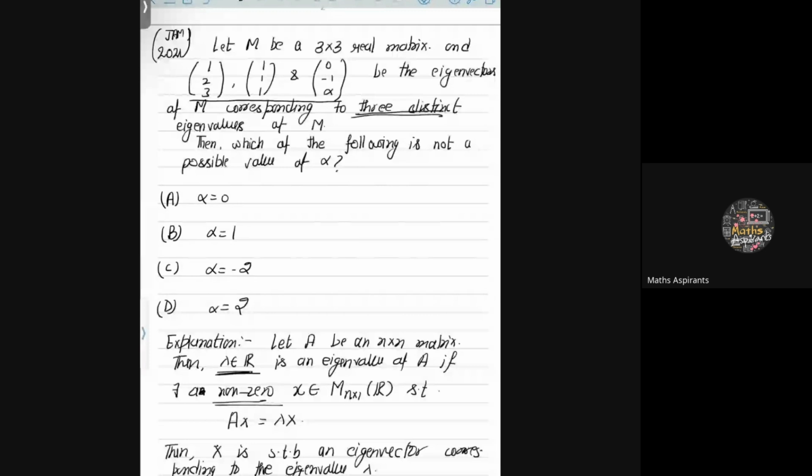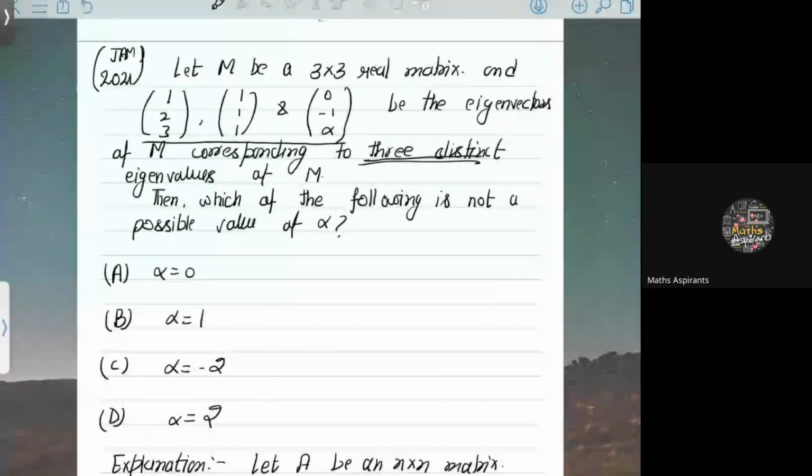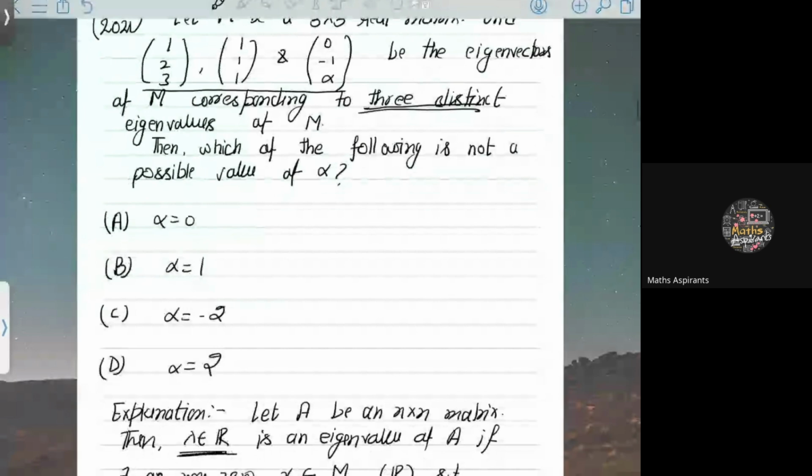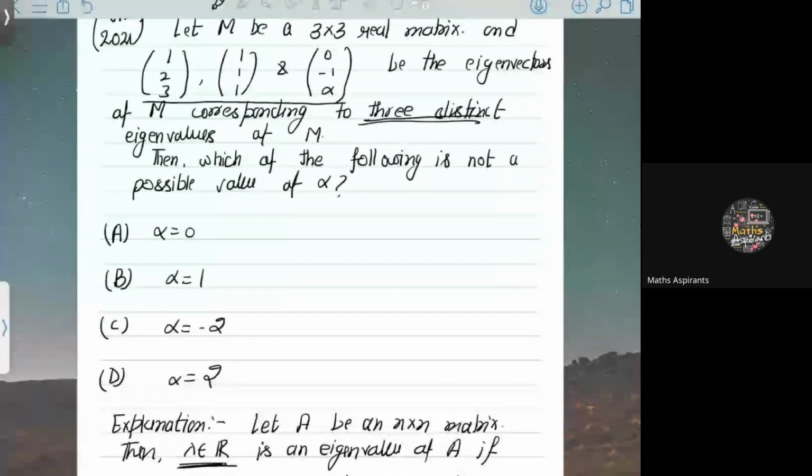Excuse me, Raveena, it will be better to keep the screen in the horizontal mode. Actually, that way I'm not able to write properly, so maybe I'll try again. See, in the recording otherwise your screen will be very small. So whenever possible, keep it in the horizontal mode. Okay, sir. I'll try.